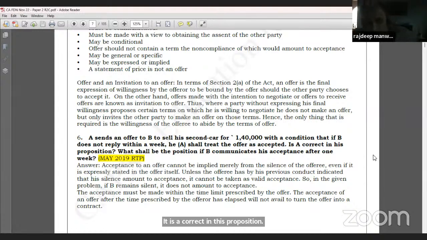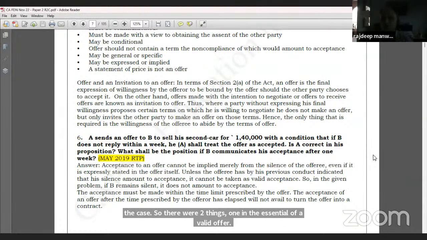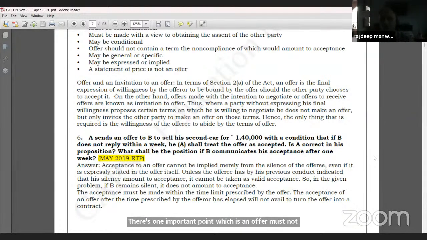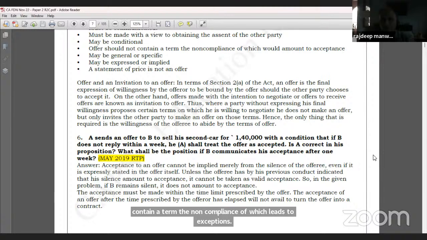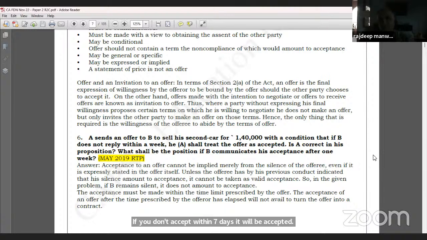Is A correct? No. Remember, we did that an offer must not contain a term, the non-compliance of which leads to acceptance. And I did a case law also: mere silence is not acceptance. Felthouse versus Bindley. That fellow went to buy a horse from his nephew, and that nephew sold it off to somebody else. This is similar to the case of Felthouse versus Bindley. Remember the case? So there were two things. One, in the essentials of a valid offer, there's one important point which says an offer must not contain a term, the non-compliance of which leads to acceptance. If you don't reply within 7 days, it will be treated as accepted. That cannot be done. And also, as I told you when we were doing acceptance, one of the important parts was that mere silence is not acceptance.